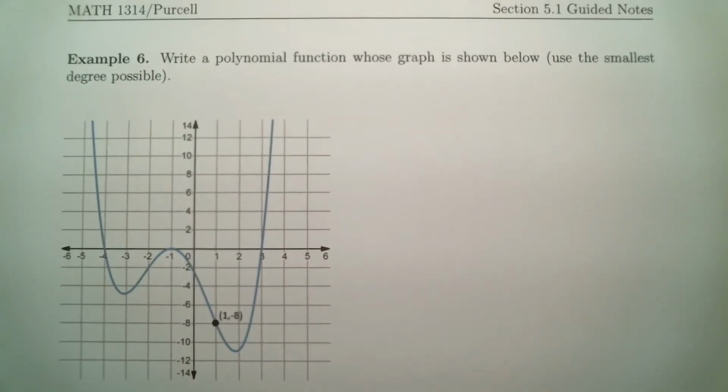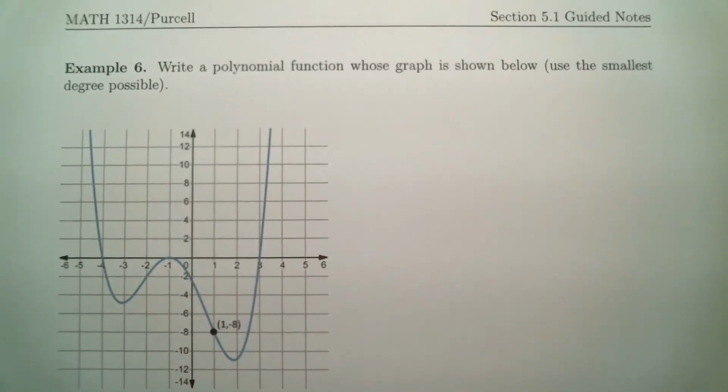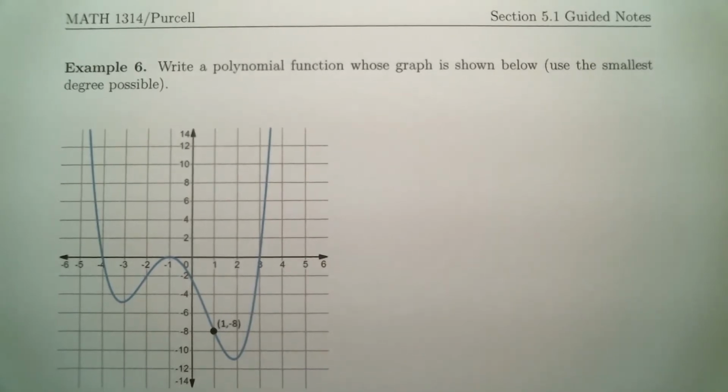Okay, so let's start off with example 6. It says, write a polynomial function whose graph is shown below. Use the smallest degree possible. And I'll explain that as we go along.